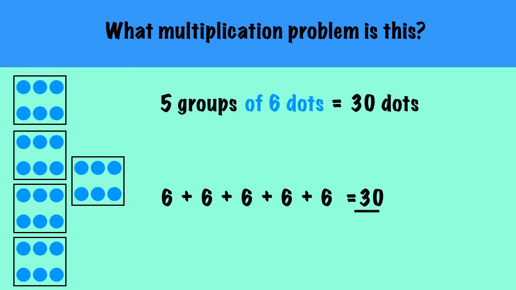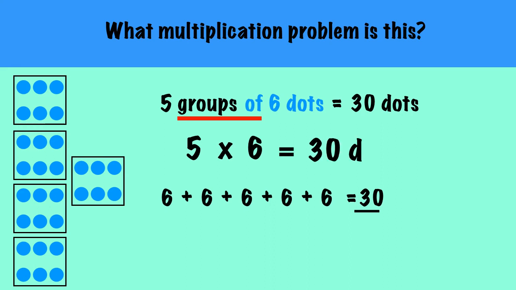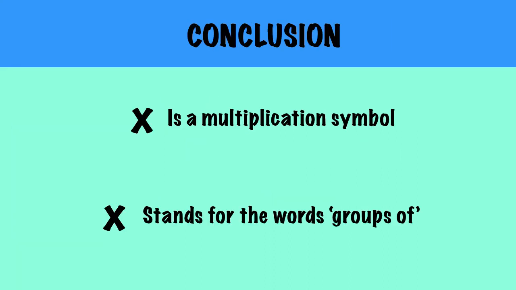However, as a multiplication sentence, we show the word groups of with a symbol. We can write 5 groups of 6 using a multiplication symbol, and that equals 30 dots. So in conclusion, remember this X as a multiplication symbol, and that multiplication symbol stands for the words groups of.